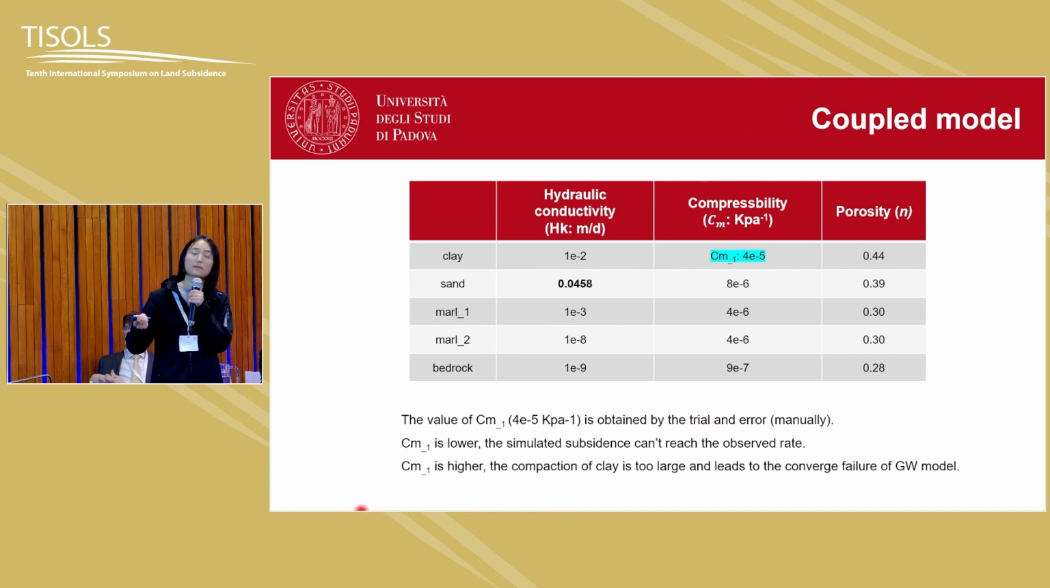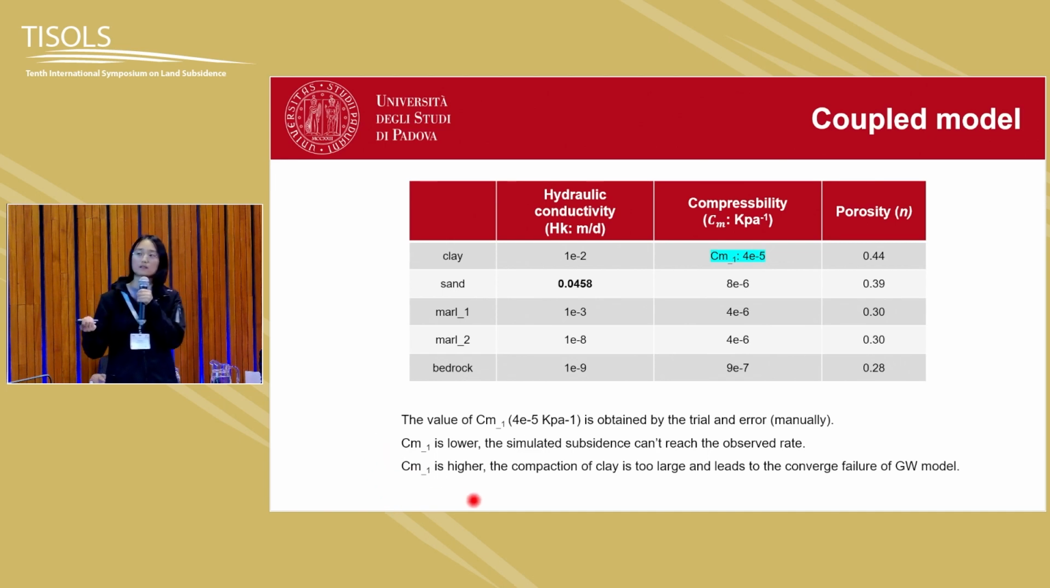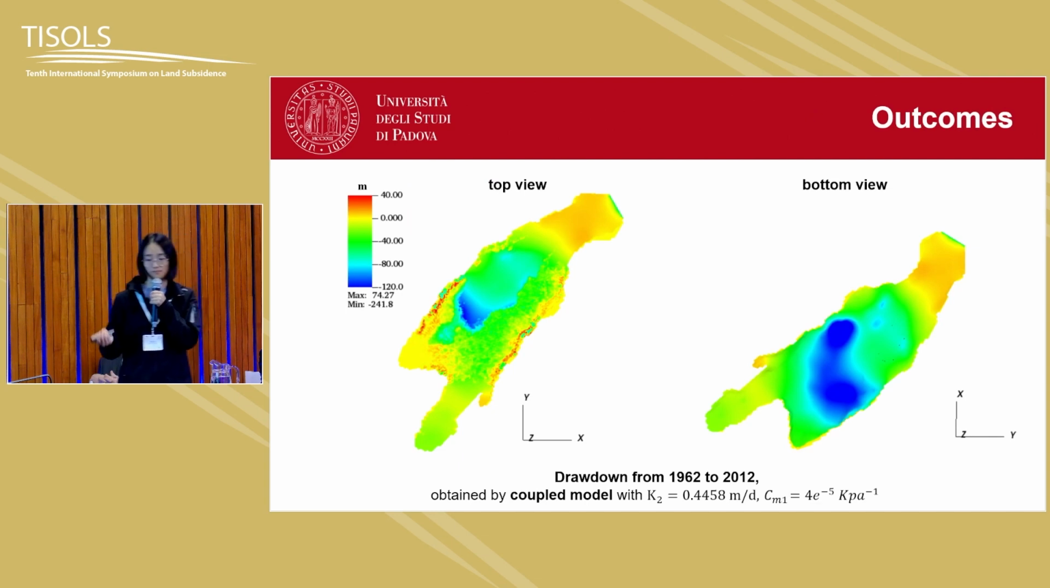However, we have met the problem of prior distribution, specifically the upper boundary, because a larger compressibility leads to greater compaction and smaller porosity, which makes our coupled model harder to converge. Despite this, we can still have a look at these preliminary calibration results.